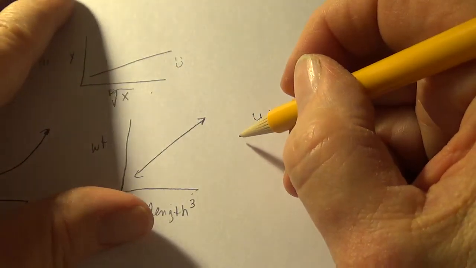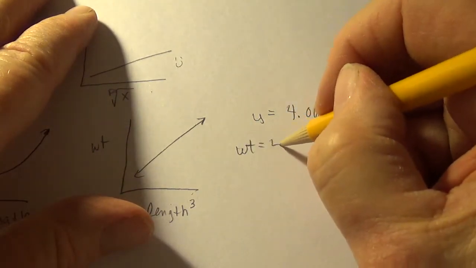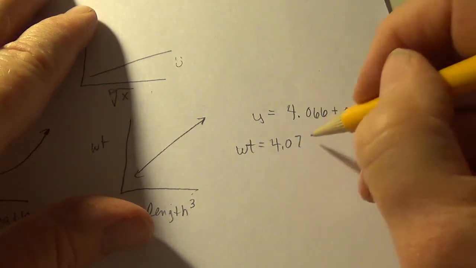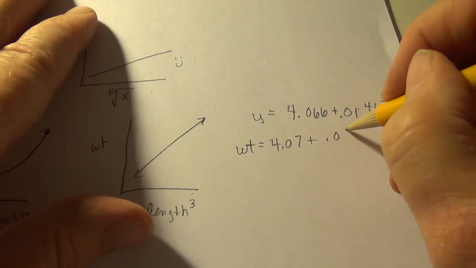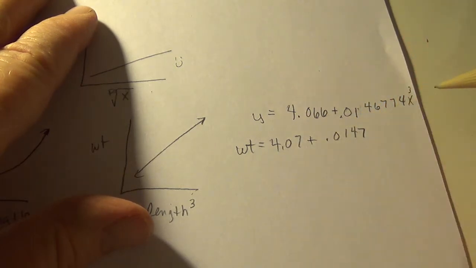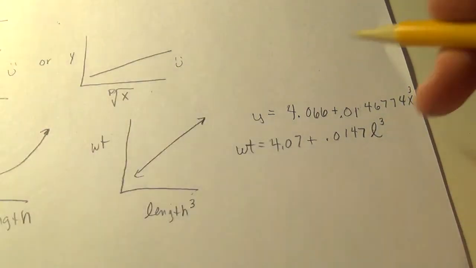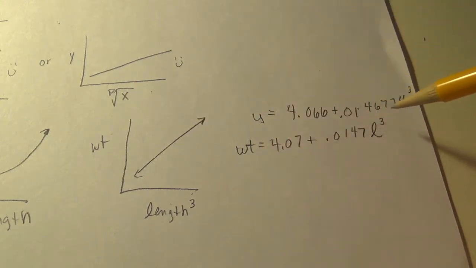So let's put some meaning behind it. The y-axis was weight equals 4.07, plus, I'm just going to shorten these, 0.0147 length cubed. All right, so this is a linear relationship now. It has a cube in it, but that's all right.